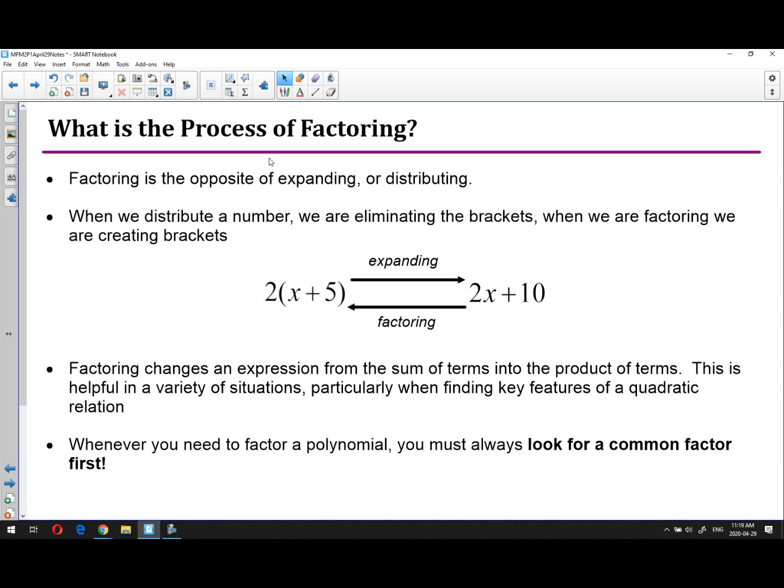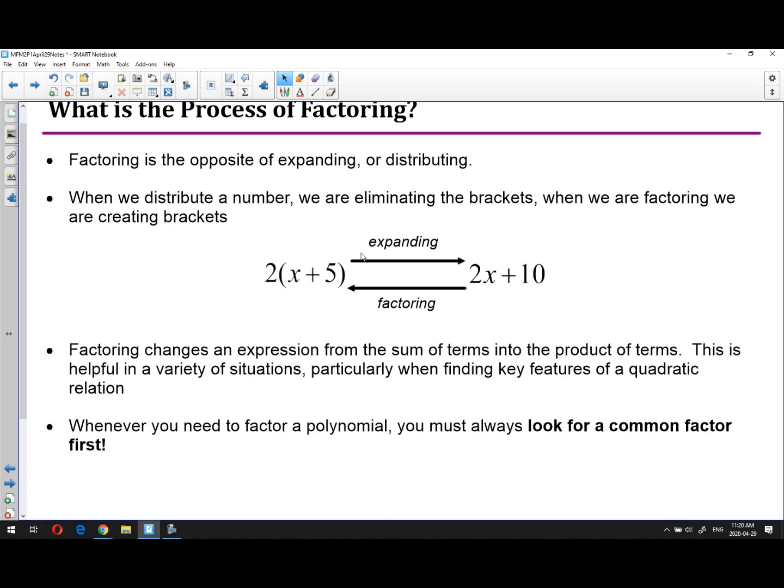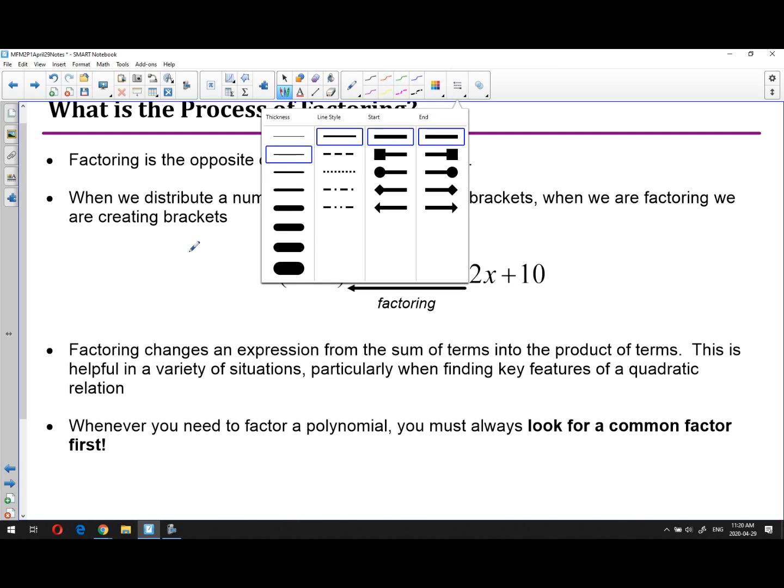So factoring polynomials really is the opposite of expanding or distributing polynomials. When we distribute a number, we're eliminating the brackets. When we're factoring, we are creating brackets. To give you an idea, we've been learning how to do something like this.